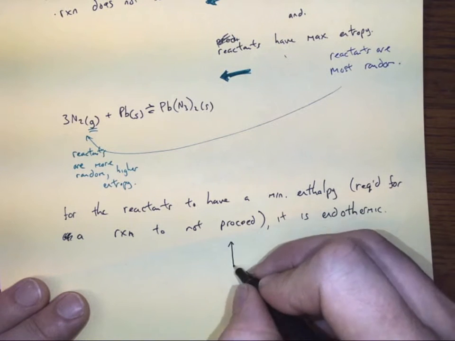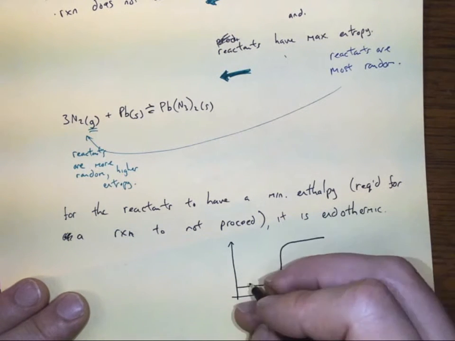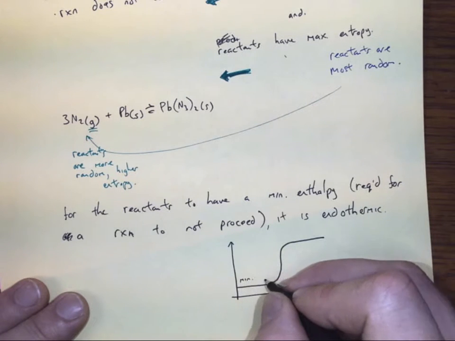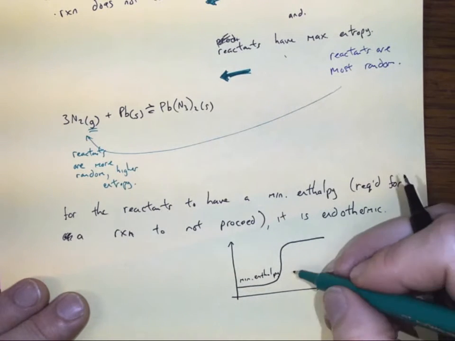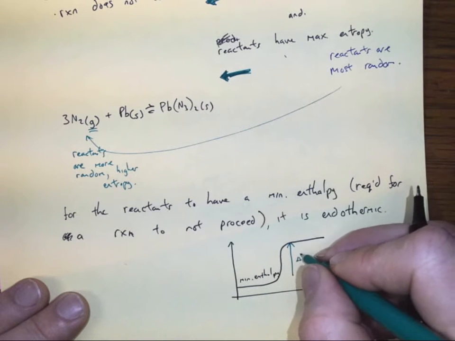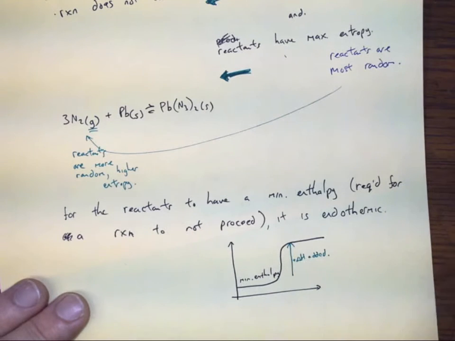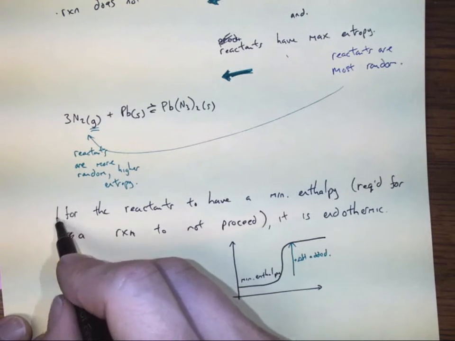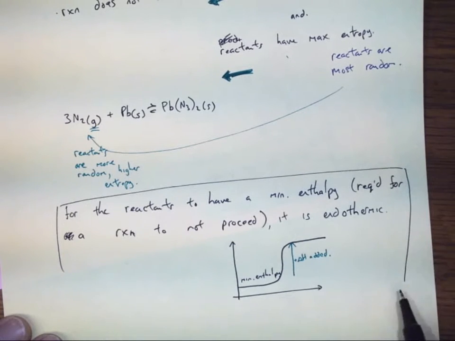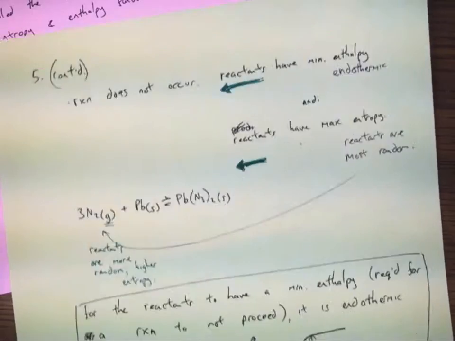And that's because if these guys have a minimum enthalpy, then you have to put in energy added to allow the reaction to proceed. Okay, so that's our final answer for question 5. A little bit harder, a little bit more in-depth thinking.